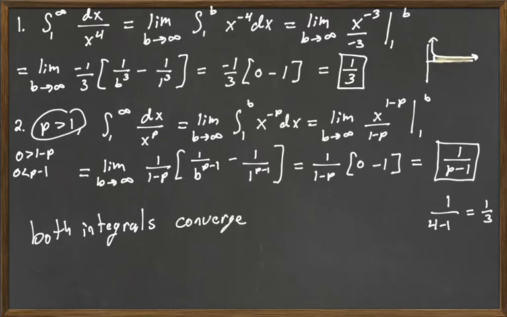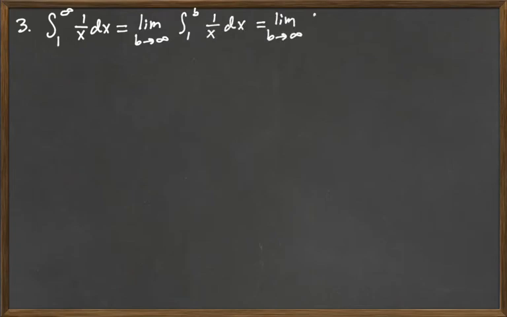Okay, all right, so we say both integrals converge. We're going to look at p equals 1 and then p is less than 1, and that'll cover all our bases for p integrals. So if p is equal to 1, then it's just 1 over x to the first power dx. Rewrite as the limit as b goes to infinity of the integral from 1 to b of 1 over x dx, which is the limit as b goes to infinity of the natural log of the absolute value of x, evaluated from 1 to b, which is equal to the limit as b goes to infinity of the natural log of b minus the natural log of 1.